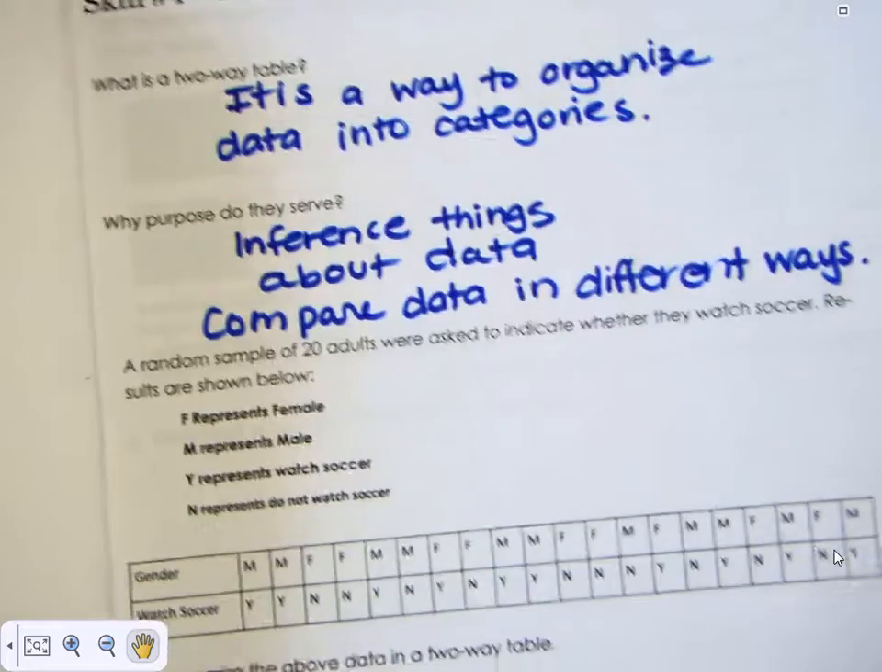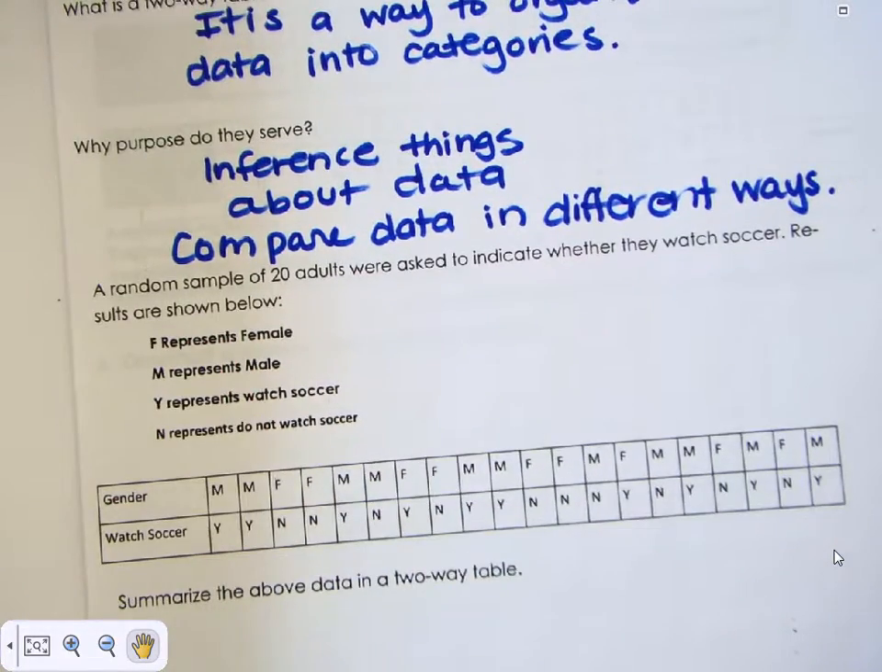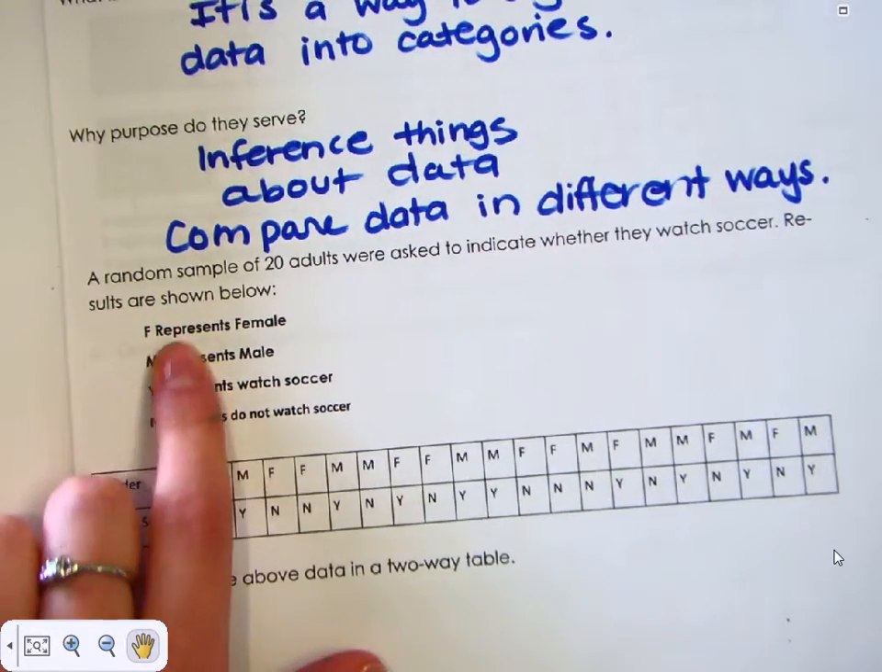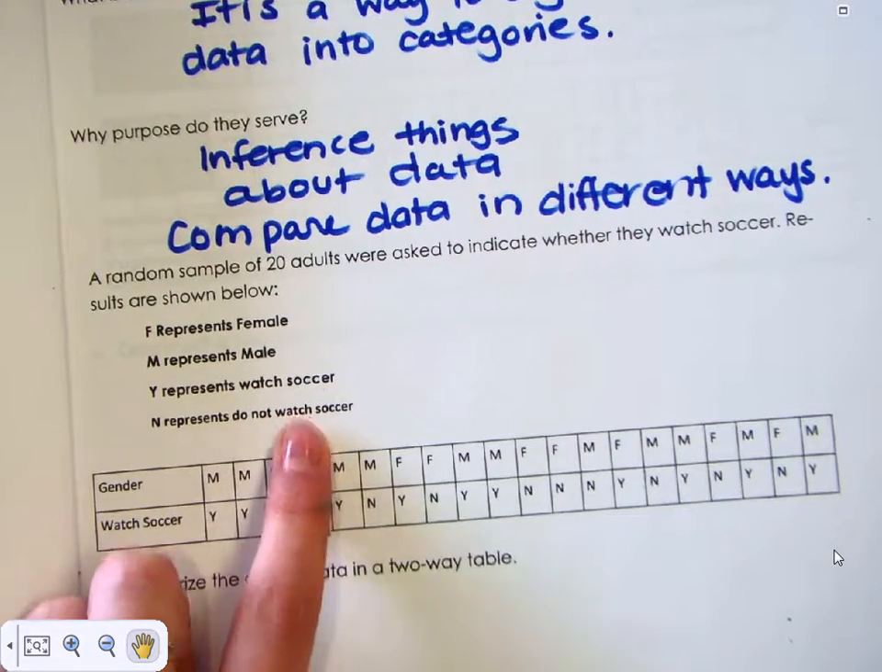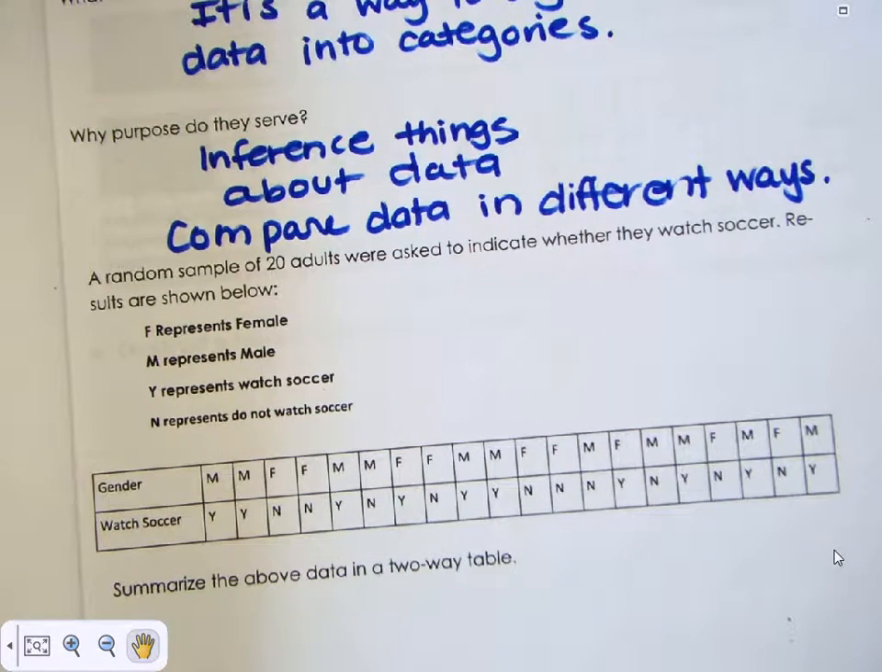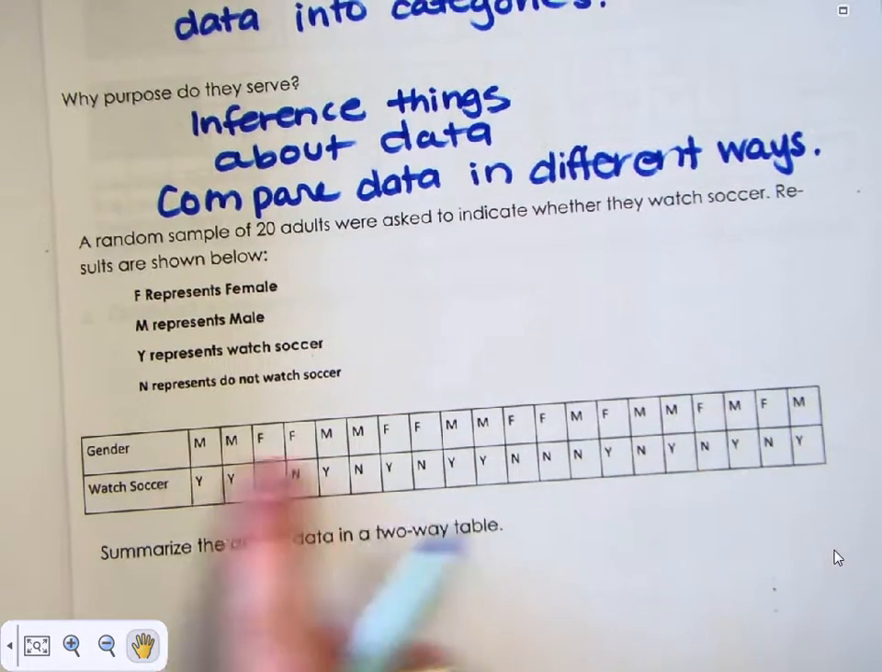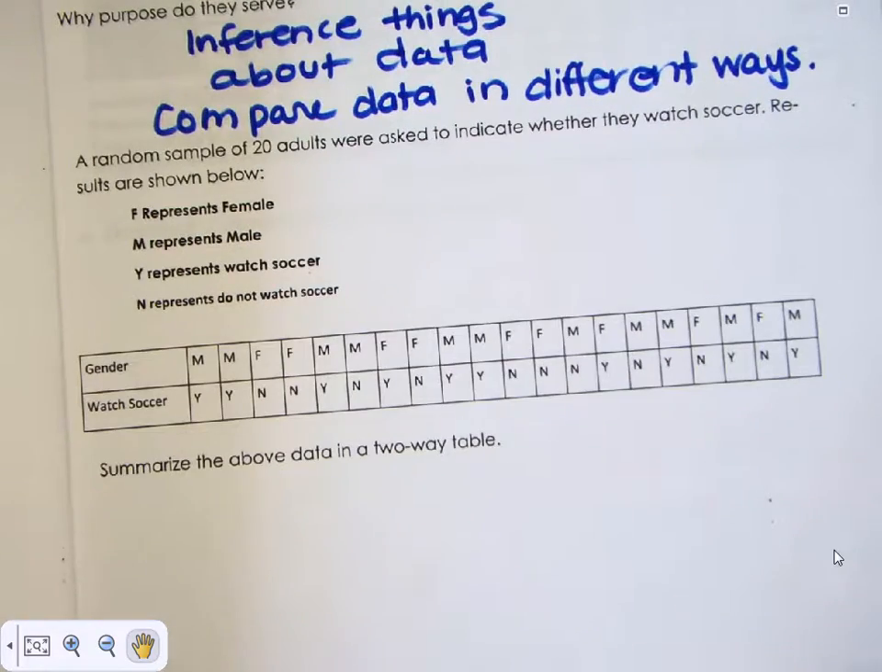Okay. So if you look down here, it says a random sample of 20 adults were asked to indicate whether they watch soccer. Results are shown below. So F represents female, M represents male, Y represents watch soccer, and N represents do not watch soccer. So I have two factors here. I have gender and I have if they watch soccer or not. So in the gender, they can either be male or female in this data set.